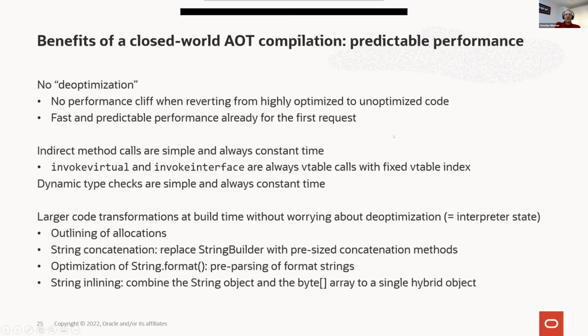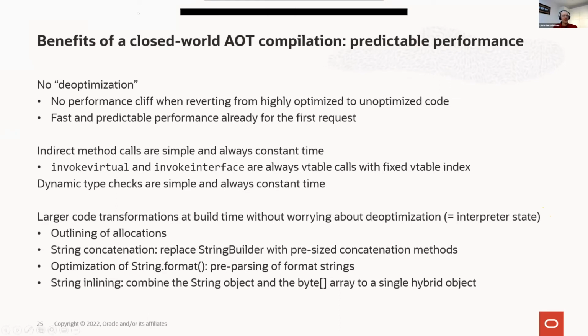One of the big benefits of closed world AOT compilation, and now I'm really going into the benefits of AOT compilation, which is not just a programming model, is that you really have predictable performance. There's no de-optimization, no performance cliff. It's like, oh, the JIT compiler optimized something, but then something changed in your application behavior, and you just de-optimize half of your JIT compiled code and you're back to interpreter performance again. That cannot happen. The 5 millisecond startup time that you have for your microservice is what you have all the time, and the first request already runs with the full peak performance.